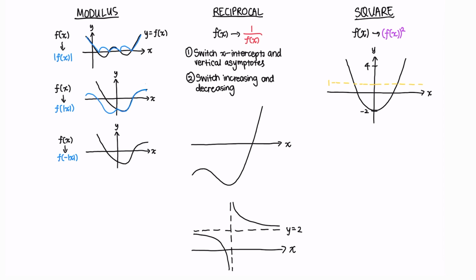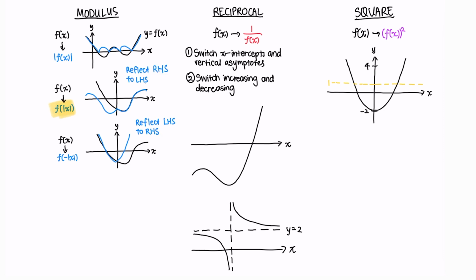Similarly, for f of negative mod x, this means that we are reflecting the left side to the right side while completely negating the right side of f(x). So what this will look like for f of negative mod x is we have the left side and then we are reflecting it to the right side. So this is the graph of f of negative mod x.